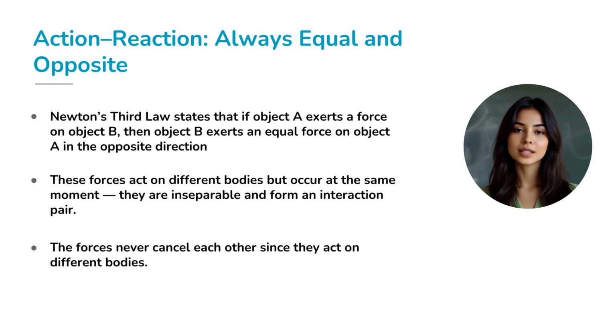We write this as force exerted by A on B equals minus force exerted by B on A. These forces act on different bodies, which is why they do not cancel each other. They occur in pairs and are always simultaneous. You can never have one without the other. As you can see in the diagram, both objects are interacting and the force arrows point in opposite directions.